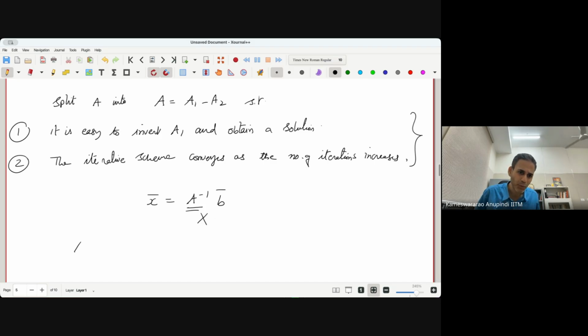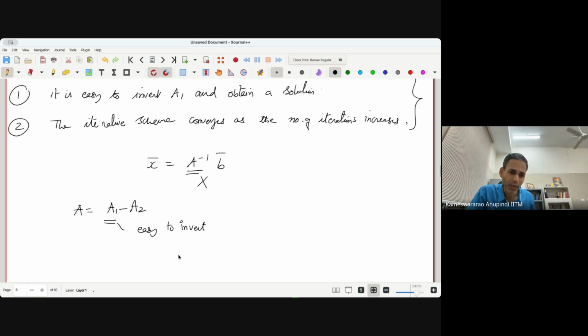Rather, we want to split A into two matrices, written as the difference of two different matrices, A1 minus A2, in which A1 is something that is very easy to invert. So that is what we want to invert, and then we want to apply an iterative scheme, which will eventually give us a solution.